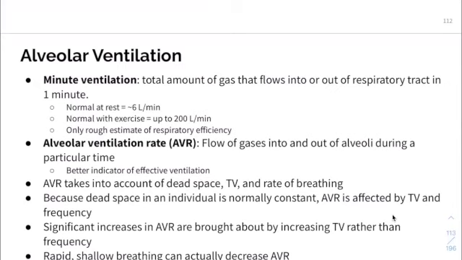So let's look at our alveolar ventilation. As we're breathing our air in, it travels through our respiratory tree down to those terminal bronchioles, down to the alveoli. If we're measuring that minute ventilation, that's how much air is flowing in or out of that respiratory tract, getting all the way down to those alveoli within a minute.